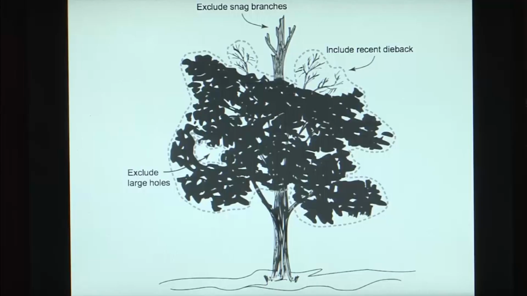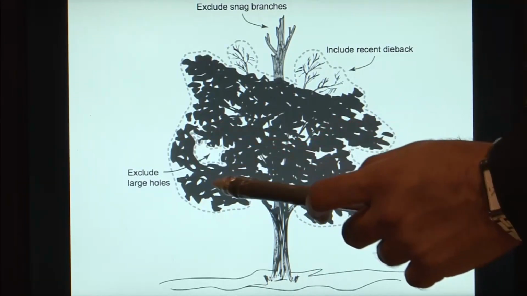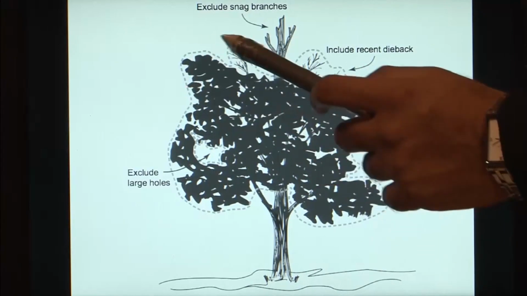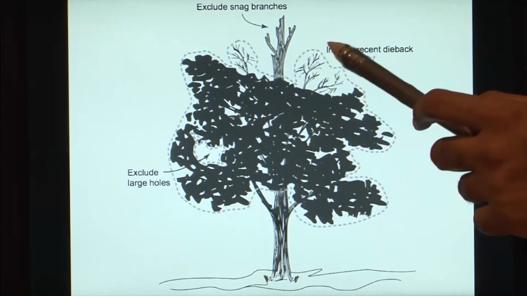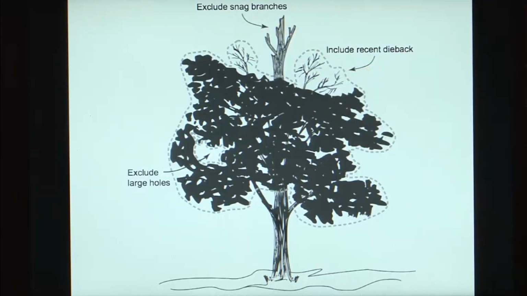Now coming back to the slide, any dead branches, because they are dead from long back, are not included in this calculation. We include the recent diebacks and we exclude the large holes. For instance, this hole is a natural hole, so we are not going to compute this area, but we are going to compute the area that is given here in the outline. So, we calculate this total area, we calculate the area of the recent diebacks, and then we calculate the ratio and express it as a percentage on the classes distribution.